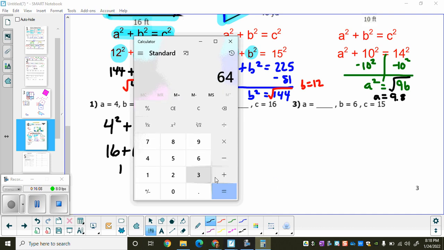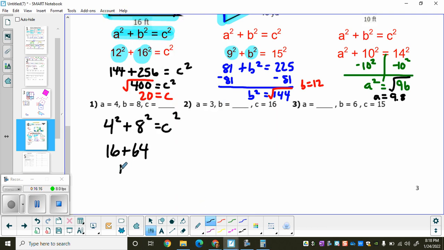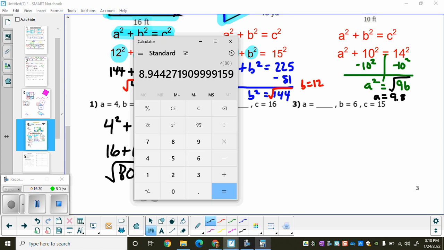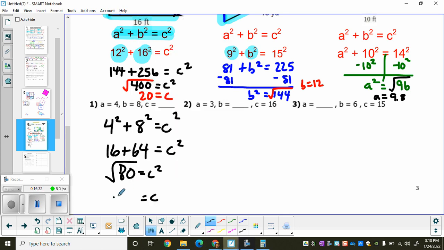That's 64 plus 16. Cool, that's an 80, and now we just need to do the square root. Sorry about that. That was an 80. And when I do the square root of 80, I get C, and we said that it was 8.9. There we go, 8.9. So 8.9 is the missing hypotenuse here.